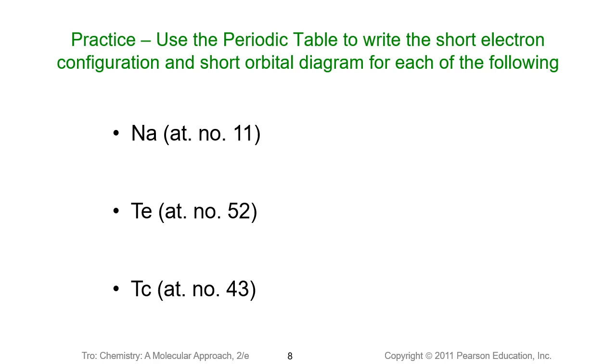Here's a practice for you to try. Use your periodic table to write the shorthand electron configuration and the orbital diagram for the following elements. Pause the video to determine your orbital diagram and electron configuration. Sodium is number 11. So for our electron configuration, we would start at neon, and it would be 3s1. Our orbital diagram would be the 3s orbital with a single electron pointing up.